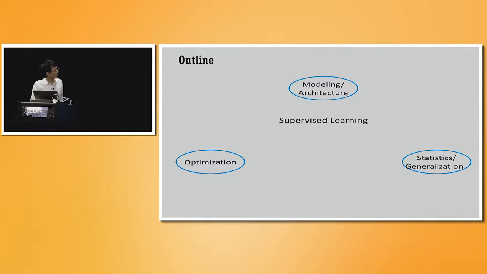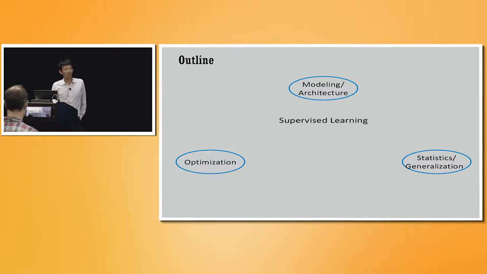I'm going to cover concepts like optimization, statistics and generalization, and modeling or architectural choice. I'm using the word modeling in a broader sense that includes both the formulation of the problem and also the choice of the network architecture that people use to impose inductive bias in the modeling.